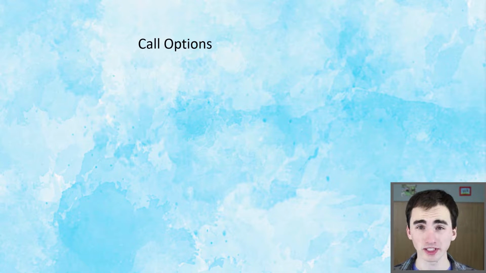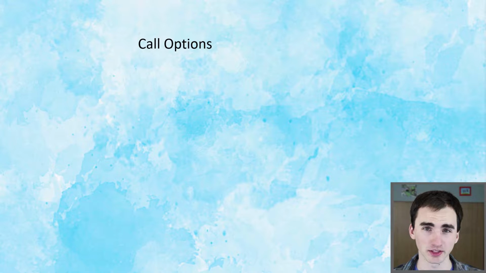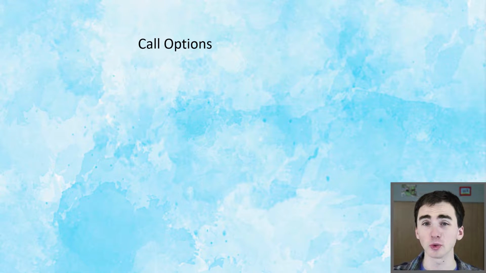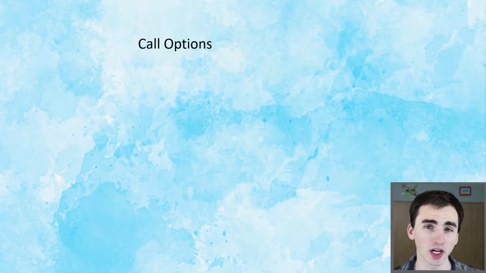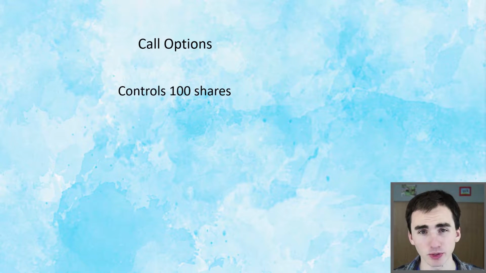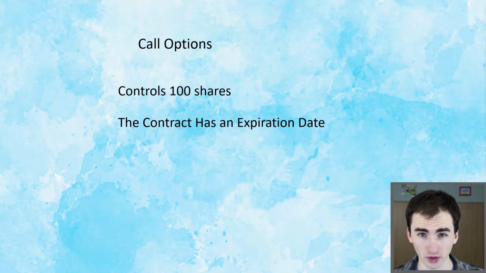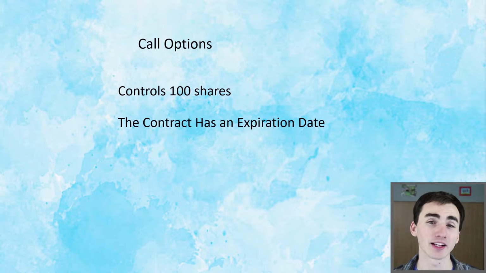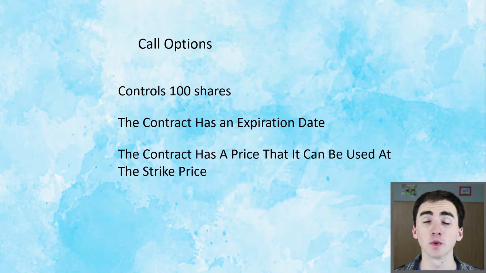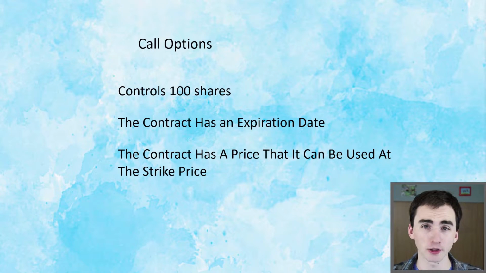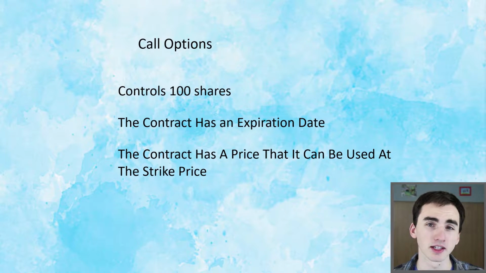So to get a little more complicated, options are contracts. And what these contracts do is they control the right to buy and sell shares. Now, if you buy a call option, you are buying the right to buy shares at a certain price. And so what this call option does is it controls 100 shares and it has an expiration date just like any other contract would. And then you are controlling them at that certain price. And so essentially, when you buy a call, you are buying the right to purchase 100 shares at a certain price by a certain date.